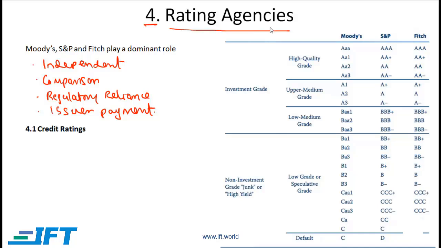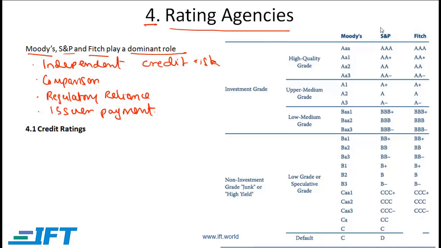Section 4, rating agencies. Moody's, S&P, and Fitch are the 3 major rating agencies, and they play a dominant role in the bond market. There are several reasons for their dominance, and these reasons include the fact that the rating agencies are independent. So they essentially provide an independent assessment of credit risk, which is useful for investors.